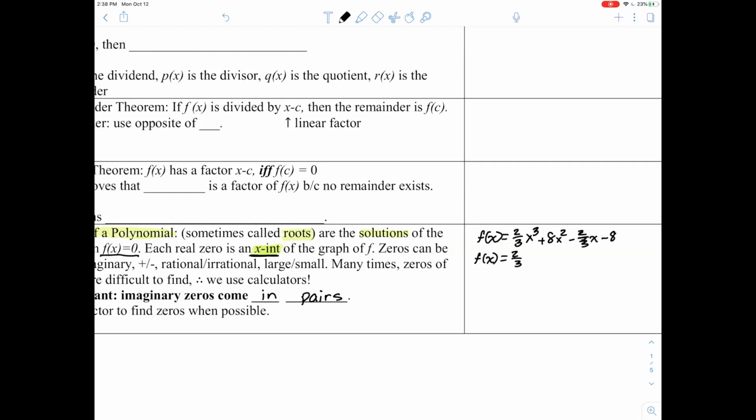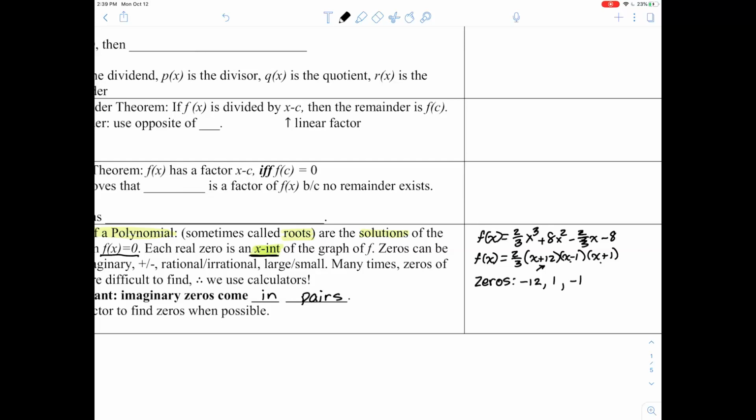It is 2/3 times x plus 12 times x minus 1 times x plus 1. So this is the factored form of this function, and it is a beast. But what are its zeros? This is what I'm concerned about. What are its zeros? Okay, so its zeros are negative 12, right? Negative 12 plus 12 is 0. And then plus and minus 1, so a positive 1 and a negative 1.